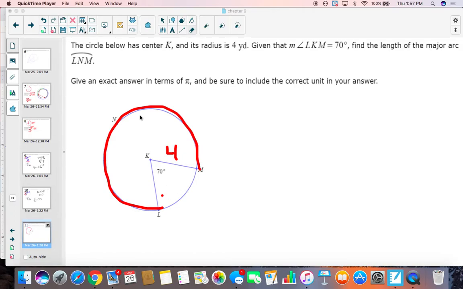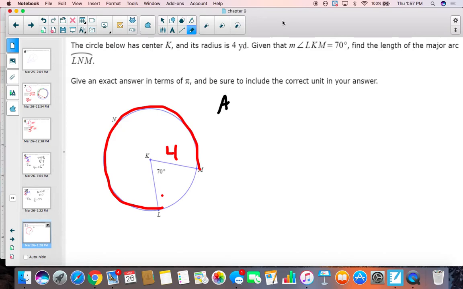All right. Next, I'm going to give you the formula for arc length, and I would highly recommend that you write this down. And then we're going to talk about what all the pieces mean. So the formula for an arc length is going to be equal to 2 pi r times theta over 360.